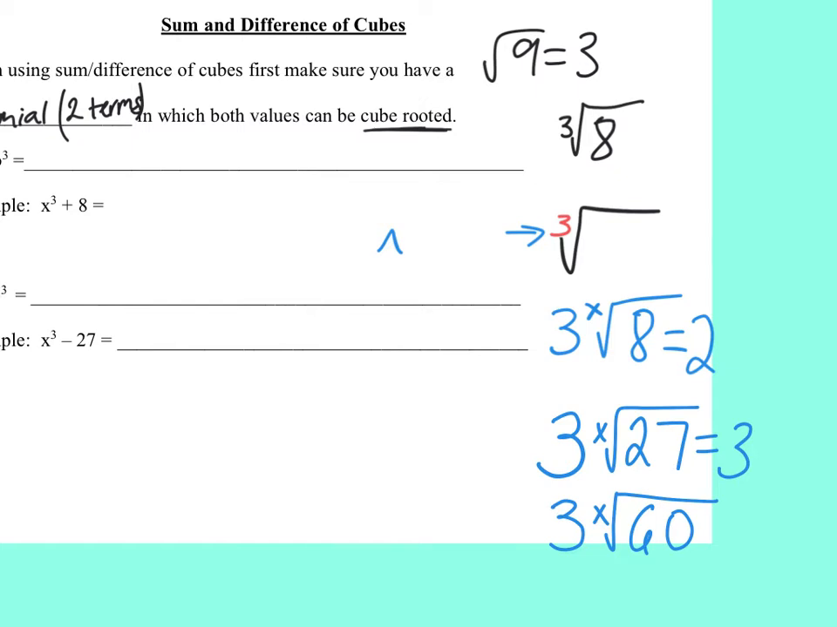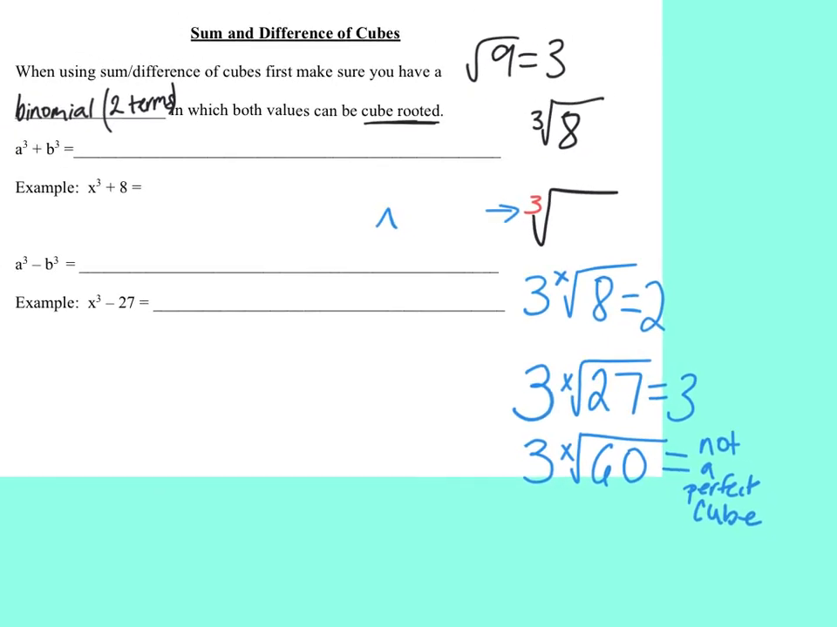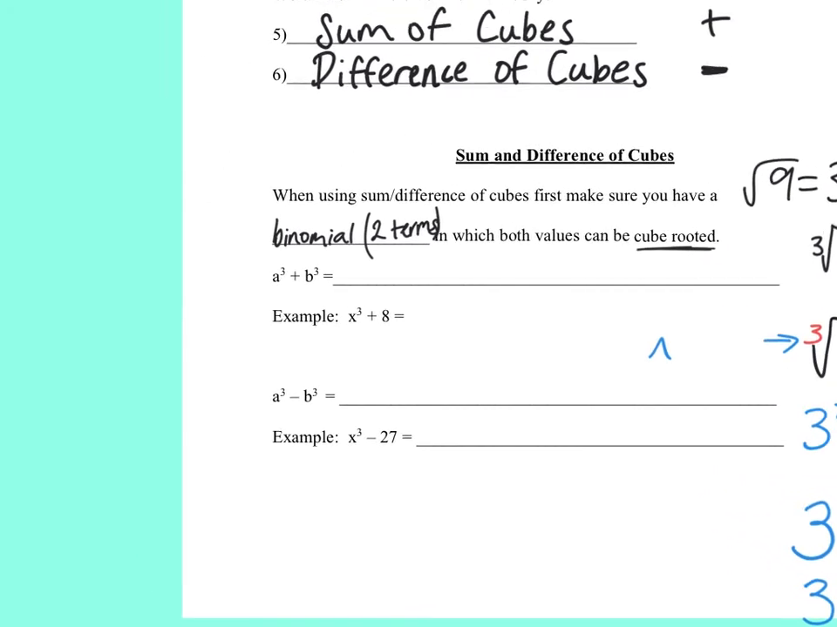What do you get? 3 point something, right? A decimal. Okay, so this is not a perfect cube. It wouldn't work with this, okay? Not a perfect cube. You still get an answer, but it's not perfect. So are we good on how to type those in? We feel confident?